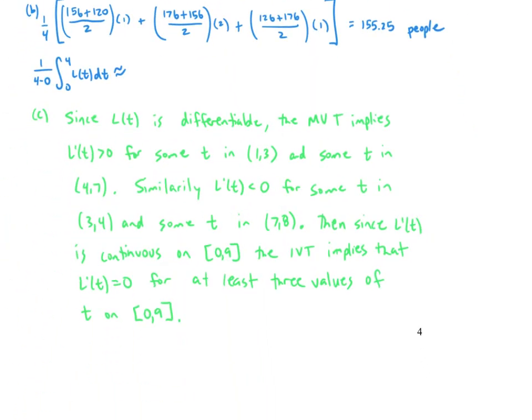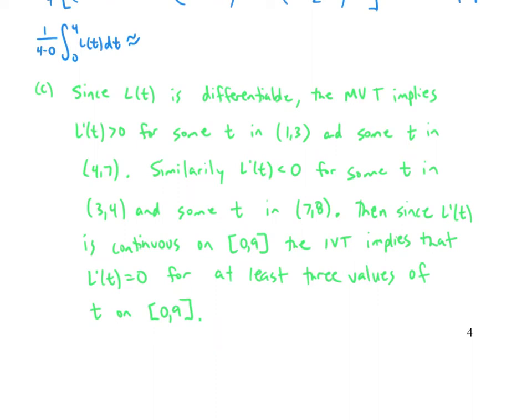All right, so we know L of t is differentiable. It's stated in the problem. That means that the mean value theorem tells us that the derivative of L of t must be greater than 0 for some t in 1 to 3, as well as some t from 4 to 7.